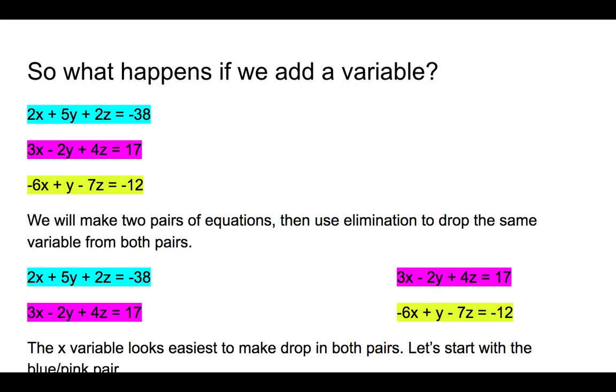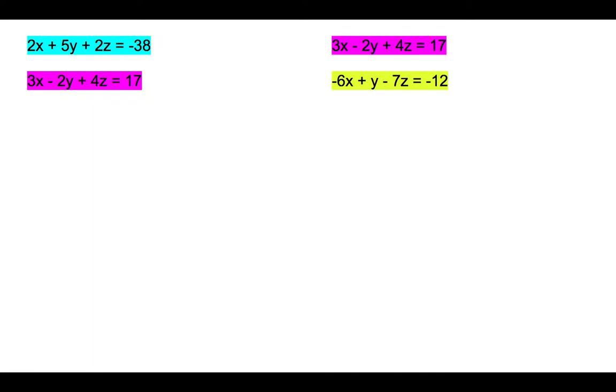So in looking at my two pairs, it felt like the x variable might be the easiest to get to drop for both. Because if I look, it's a short multiplication to make x drop out in both cases without having to get into weird scale factors. So I'm going to start with the blue and the pink pair. All right, now if I want x to drop, I need to multiply the top equation by 3 or negative 3, and the bottom equation by 2 or negative 2, depending on which equation I would like to have the negative x coefficient.